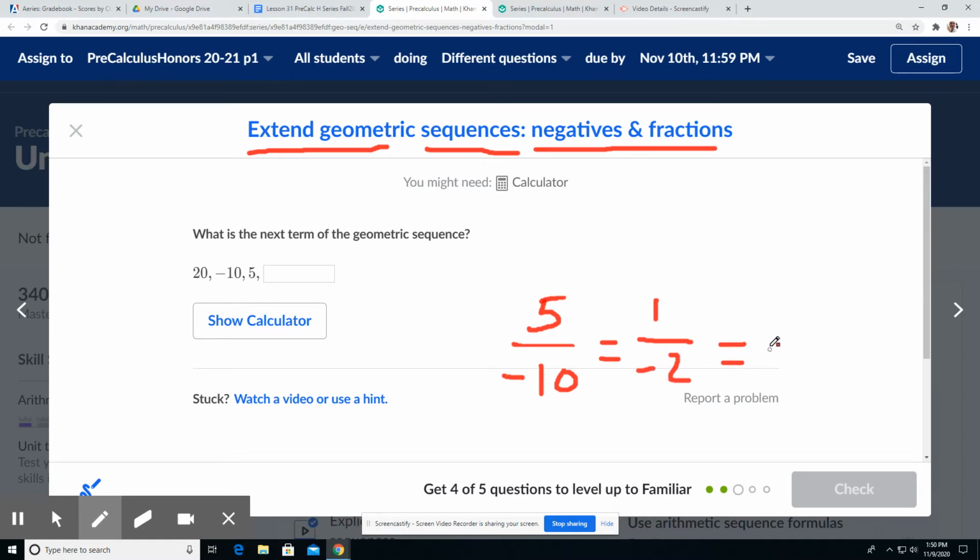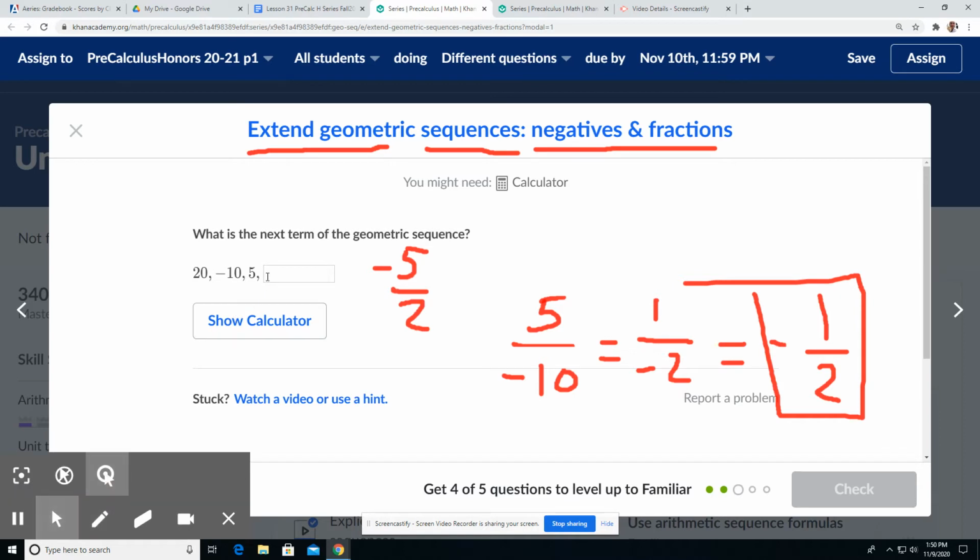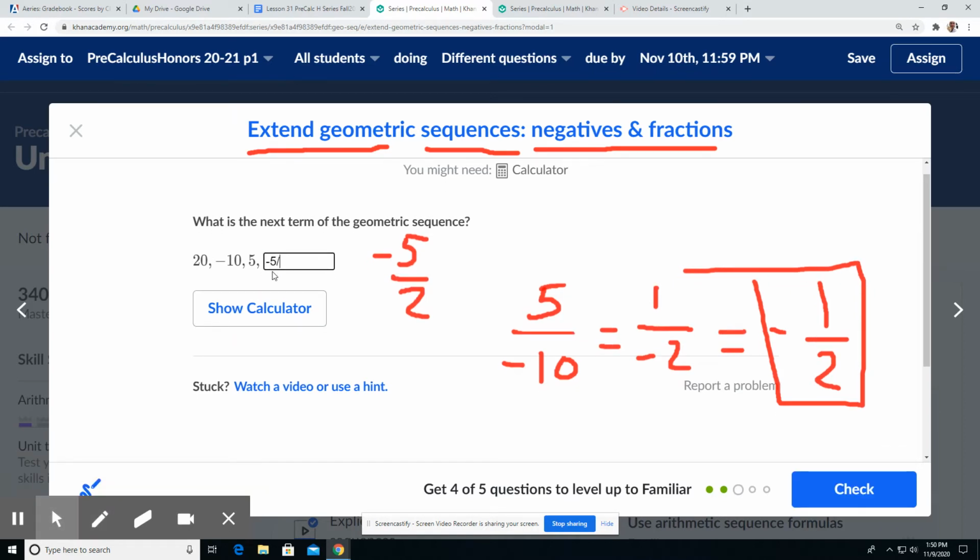And remember, it doesn't matter where the negative sign is. Could be on top, on bottom, or out in front. So we have a growth of negative 1/2, and we just want to confirm, does 20 times negative 1/2 make 10? And yes, it does. So 5 times negative 1/2, it multiplies to the top. So that would be negative 5 over 2. All right. Negative 5 divided by 2.